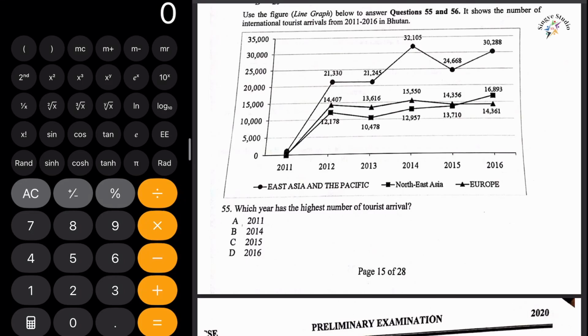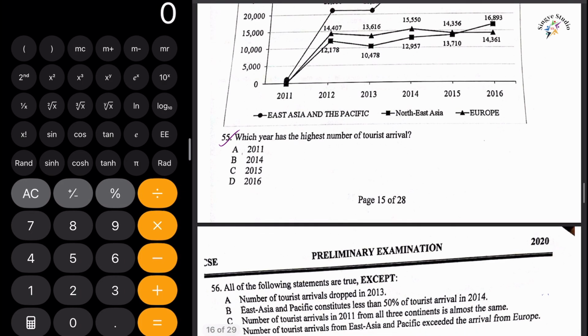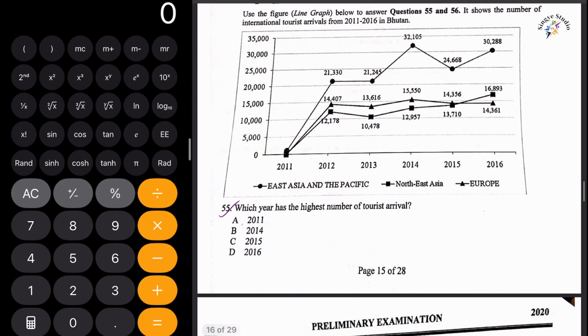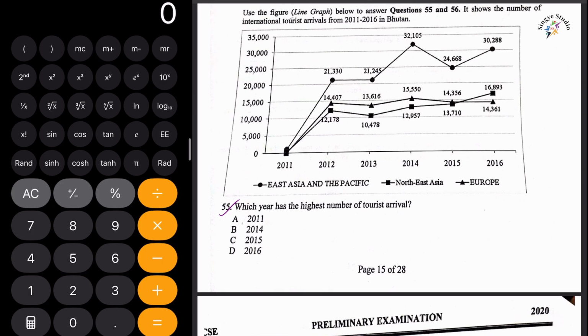Hello guys, let's solve questions 55 and 56 in this video. The question says, use the line graph below to answer questions 55 and 56. It shows the number of international tourist arrivals from 2011 to 2016 in Bhutan. The question says, which year has the highest number of tourist arrivals?